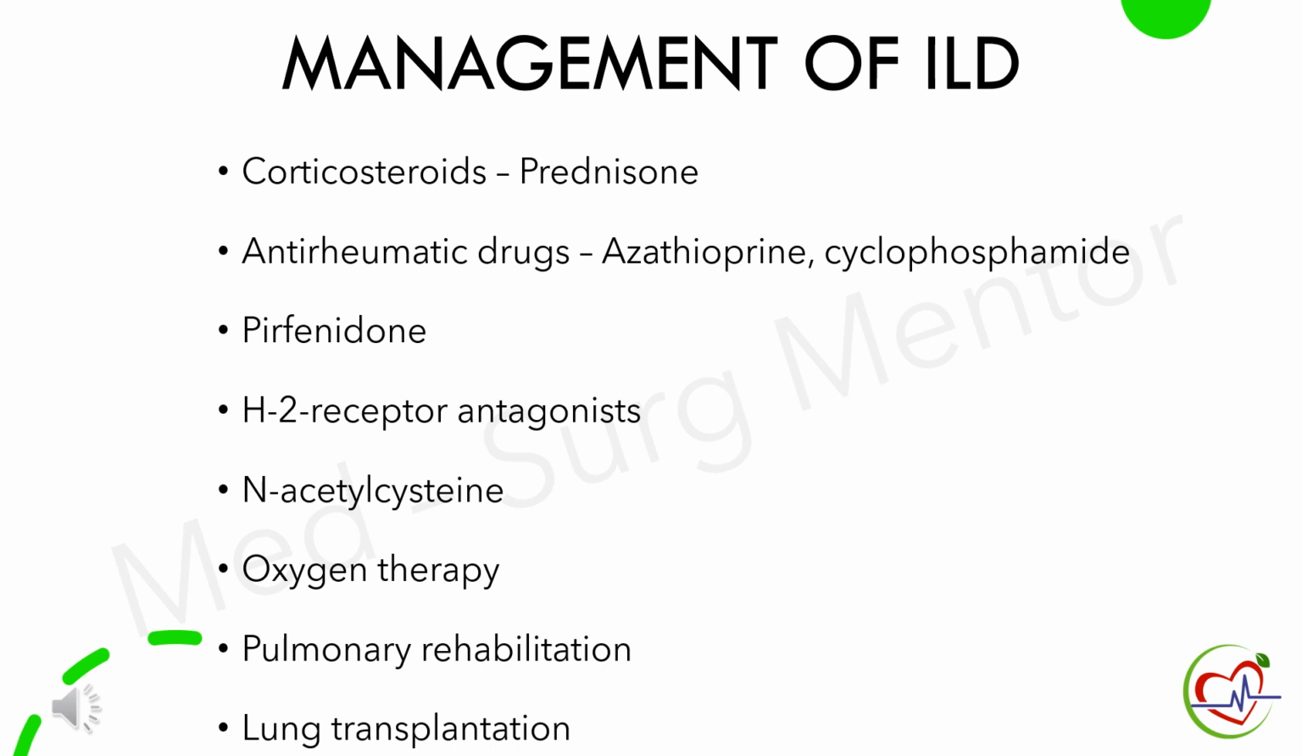Next is management of interstitial lung disease. They include corticosteroids such as prednisone, anti-rheumatic drugs like azathioprine and cyclophosphamide, pirfenidone that helps to slow down the worsening of pulmonary fibrosis, H2 receptor antagonist which can reduce the stomach acid production, N-acetylcysteine which can act as antioxidant and expectorant. It also reduces the inflammation in the lung tissue.